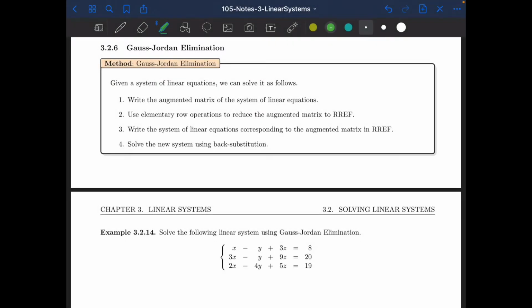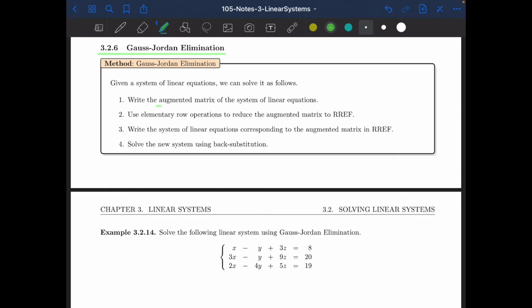In this video, we begin section 3.2.6, Gauss-Jordan Elimination. We've already talked about Gaussian elimination. Now we're going to talk about Gauss-Jordan elimination, which is another method for solving linear systems. What is the method? Well, given a system of linear equations, we can solve it as follows.